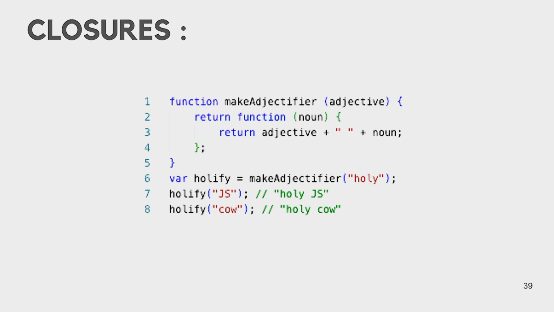What's really intriguing about the holify function is that it remembers the adjective holy even though it's no longer directly provided as an input. This memory is called a closure. Closures are a powerful concept because they allow a function to remember and retain access to the environment at the time it was created. This isn't just a theoretical concept, it's a practical tool that helps maintain state in a pure way without direct side effects. makeAdjectivier is a perfect example of a higher order function that utilizes closure to encapsulate and carry context forward.